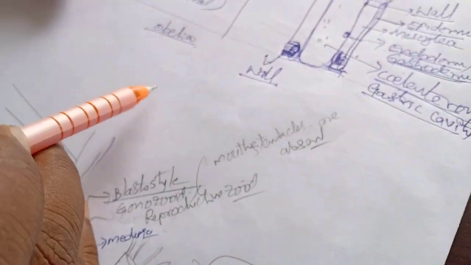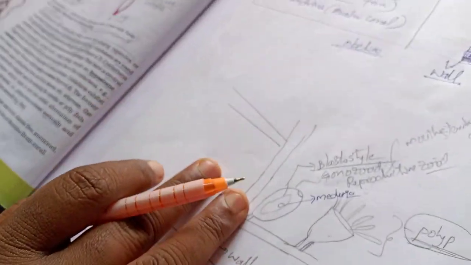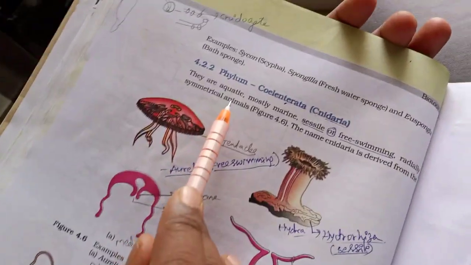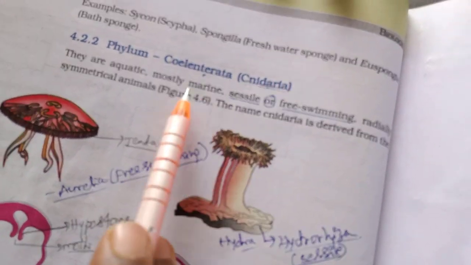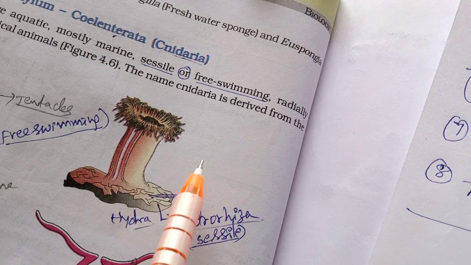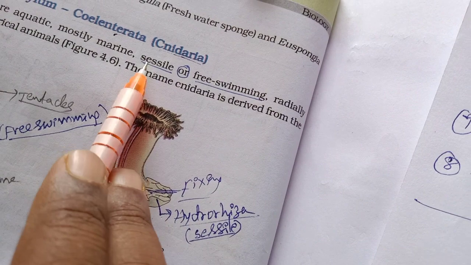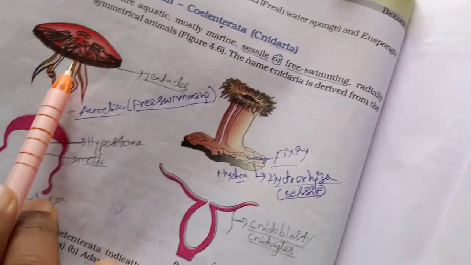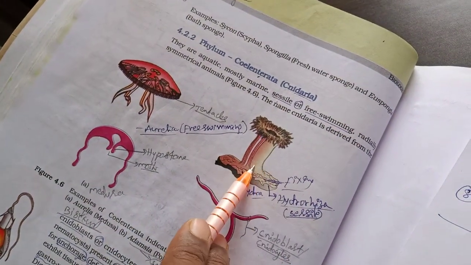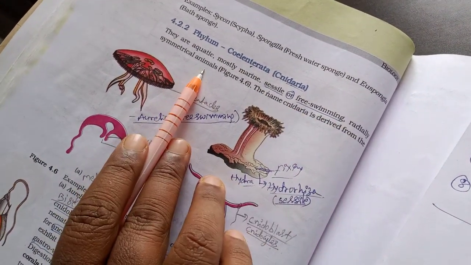Now one example I will give to you here. Obelia. This one is the Obelia. So first point, we will see this one. They are aquatic, mostly marine. Sessile means they fix at some place. Sessile means fixing. Yes, sessile or free swimming. If you see this jellyfish, this one is freely swimming. But either they are fixed at one place or maybe freely swimming. And they are radially symmetrical animals.